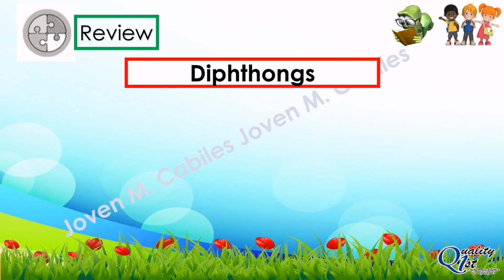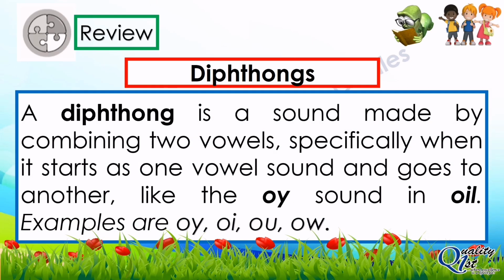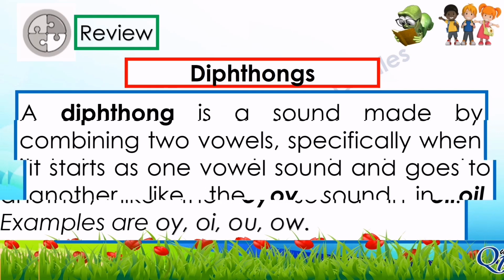Now let's have diphthongs. A diphthong is a sound made by combining two vowels, specifically when it starts as one vowel sound and goes to another, like the oi sound in oil. Examples are oi as in oy, oi as in oi, ow as in ou, and ow as in ow. Alright? Now let's move on to our main lesson.